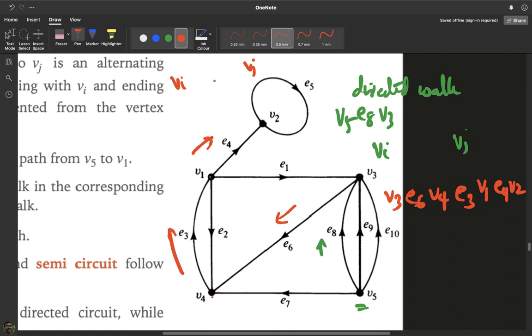So that's, you can write in your own words. So basically, a directed walk is an alternating sequence of vertices and edges, beginning and ending with vertices, such that each edge has its initial point as the vertex before it, and its terminal point as the vertex after it. Such a walk is called a directed walk.